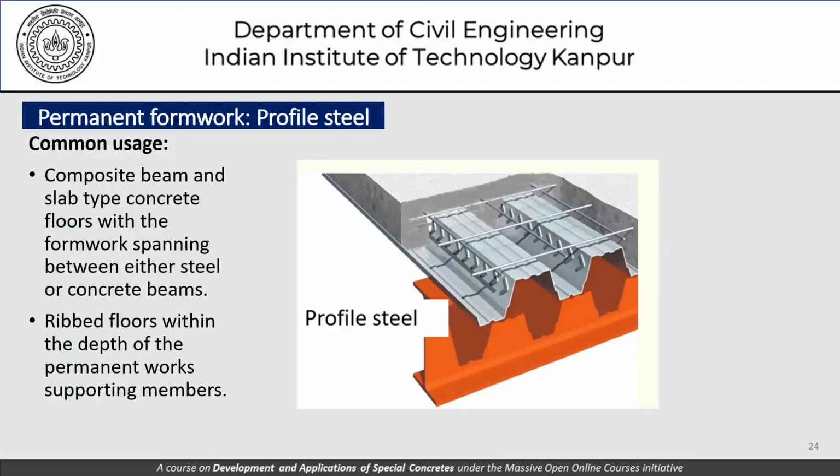When it comes to permanent formwork with profile steel, the picture here shows how profile steel, which is this part, can be used to become a part of this slab kind of construction which is being done on top of this. And this formwork, of course, is not to be removed, and steel reinforcement, which is shown here, can be a part of the normal placing.